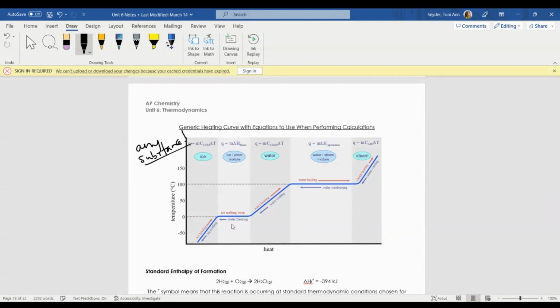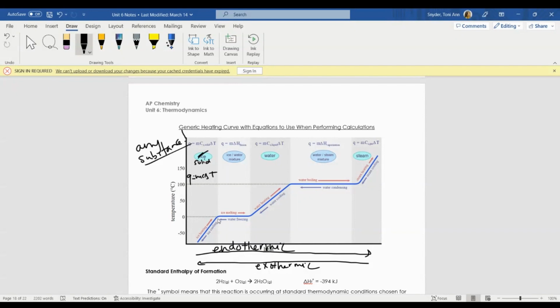If I'm going from ice to water to steam, I have to input energy. So this would be an example of an endothermic process. Whereas if I'm going in the opposite direction, this would be an example of an exothermic process, releasing energy. If I'm in the solid state of matter and raising the temperature of a solid, I would use the equation Q equals MC delta T to figure out how much heat is required to raise the temperature of the solid if I'm not going through a phase change.